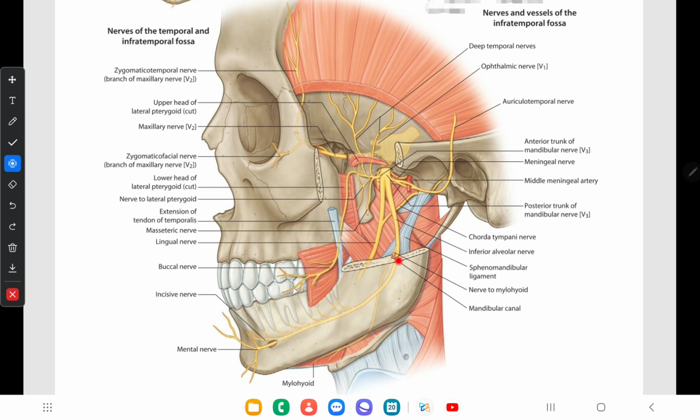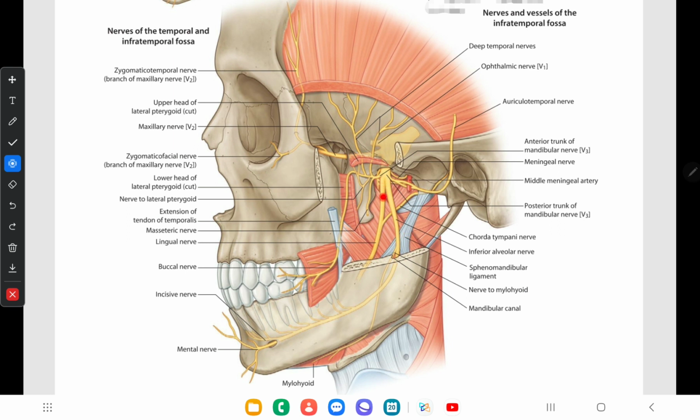Anterior means this area. You can see the sphenomandibular ligament is a posterior relation to this inferior alveolar nerve, which is felt through the opened mouth of the patient. This can be felt through the open mouth of the patient.